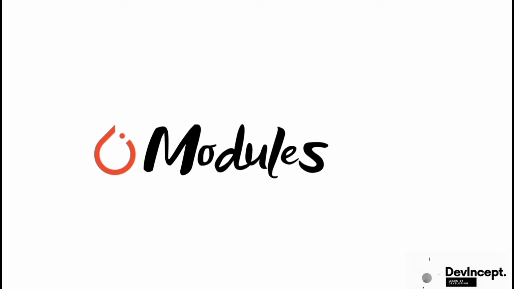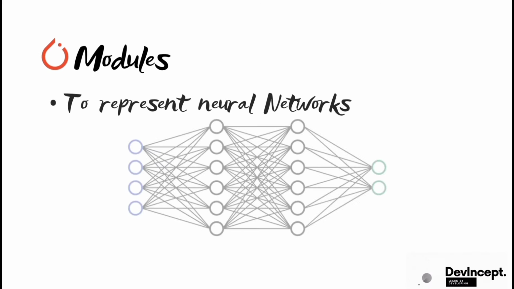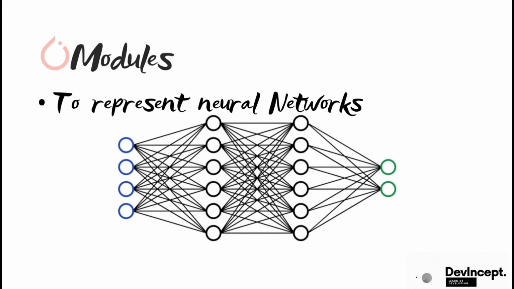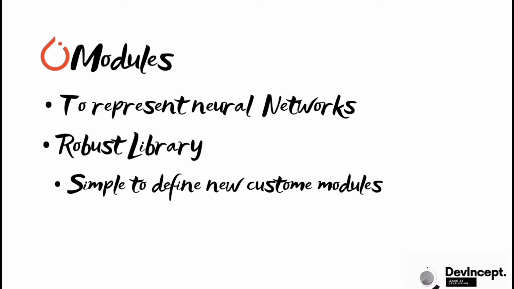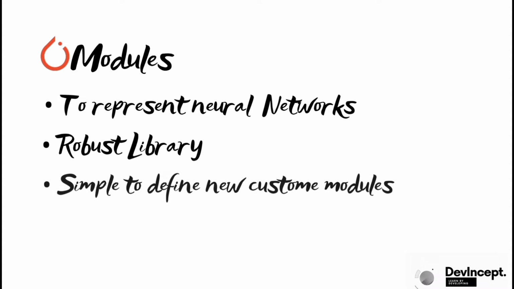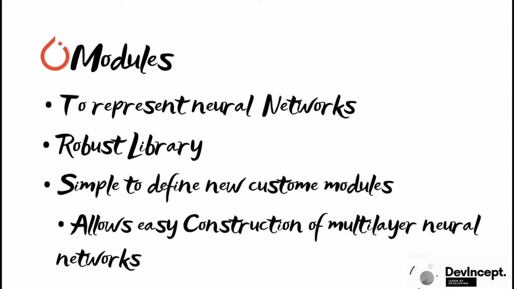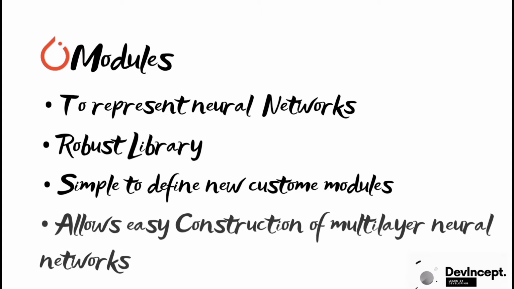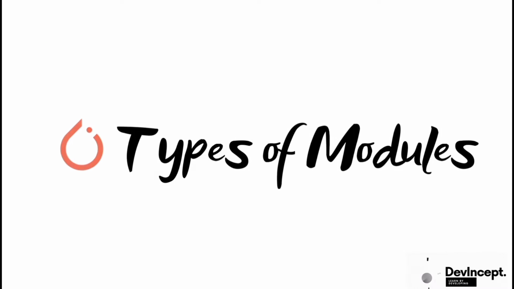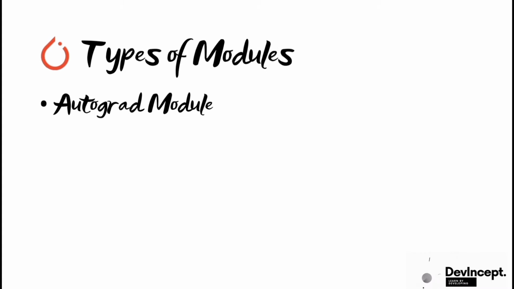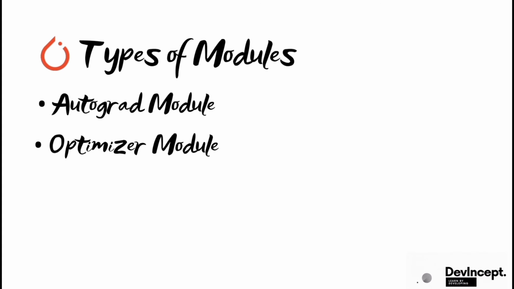Let's see about modules in PyTorch. PyTorch uses modules to represent neural networks. PyTorch provides a robust library of modules and makes it simple to define new custom modules, allowing for easy construction of elaborate multi-layer neural networks. In this video, we will be discussing the AutoGrad module, optim module, and nn module.